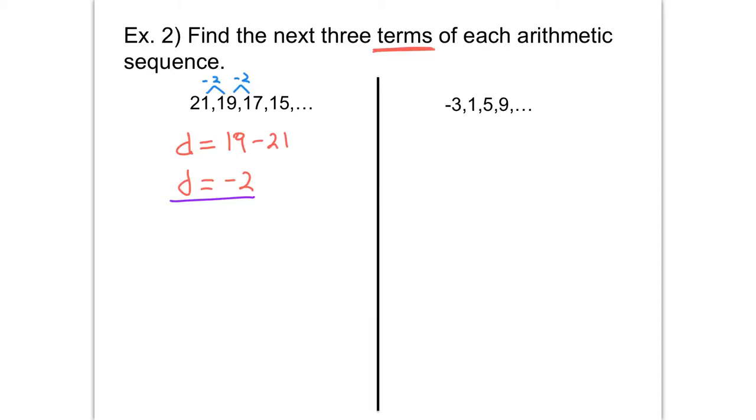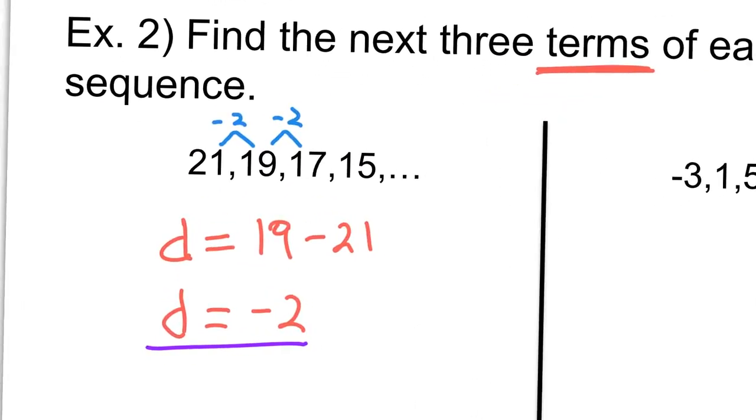Let me just zoom in here because I need more space to write. From 17 to 15, we subtract 2. So the next one, from 15 to the next number, we have to subtract 2. And 15 minus 2 is 13. All right, we got the next one. They're asking for 3, so we have to find the next one after 13. So we subtract 2 again. That's going to be 11. And from 11, we subtract 2 again. And that's going to be 9.